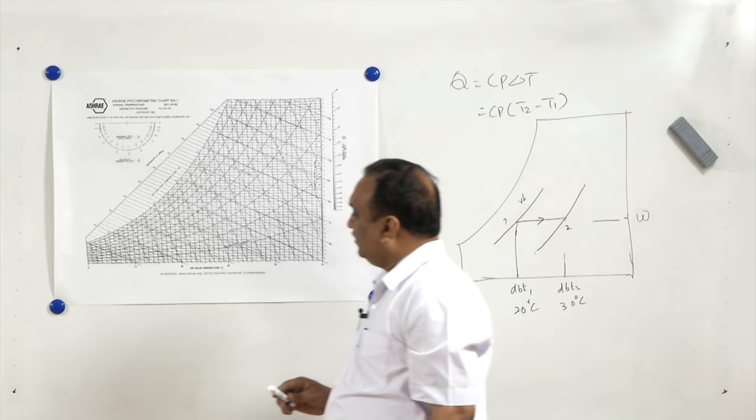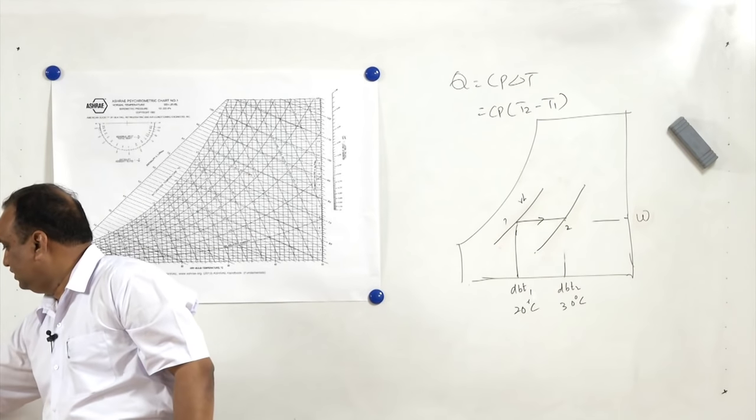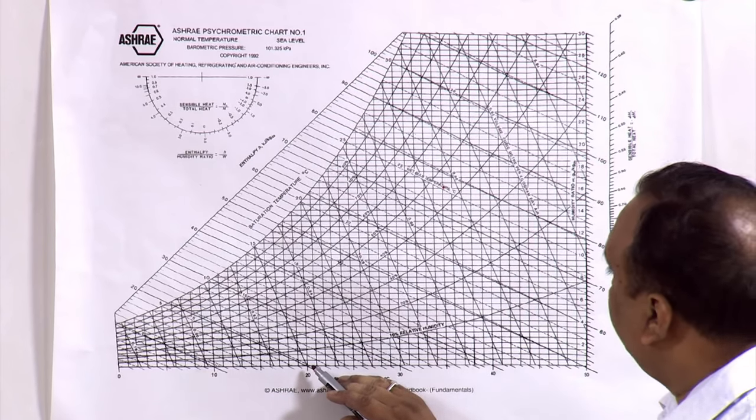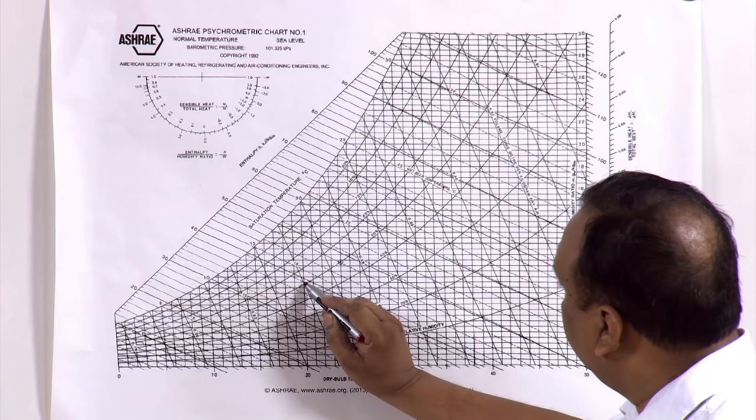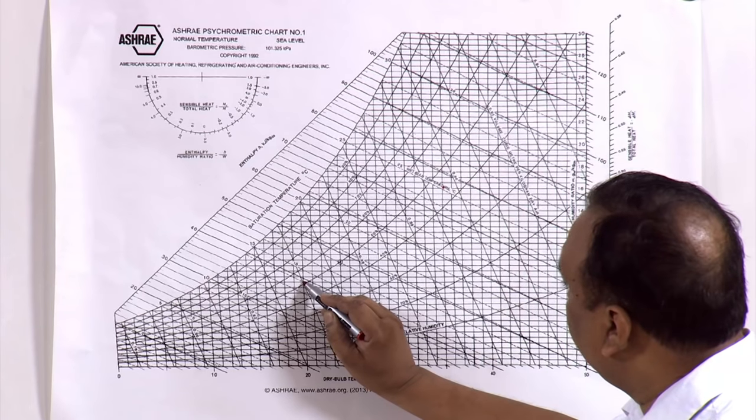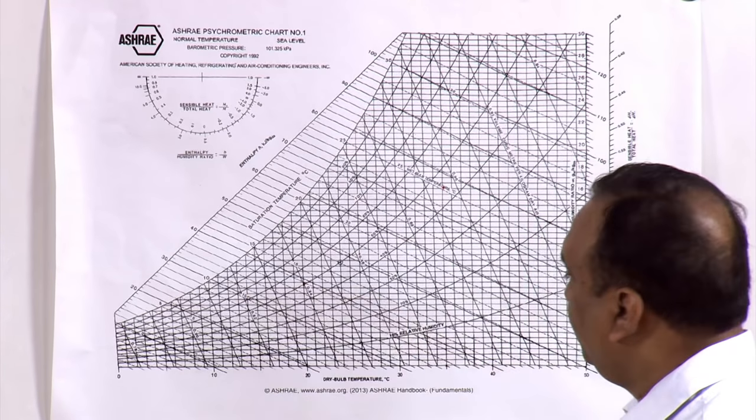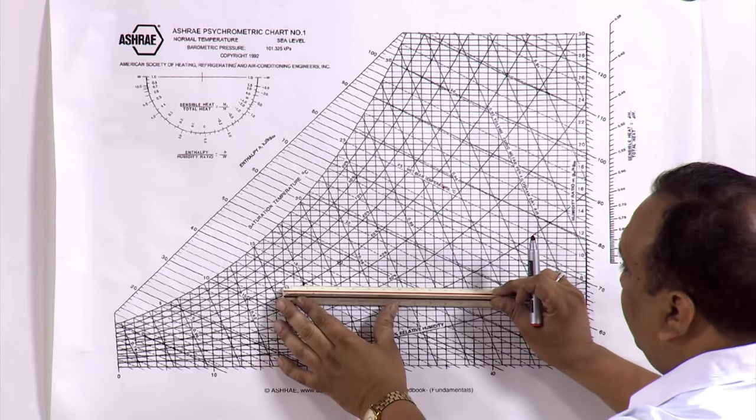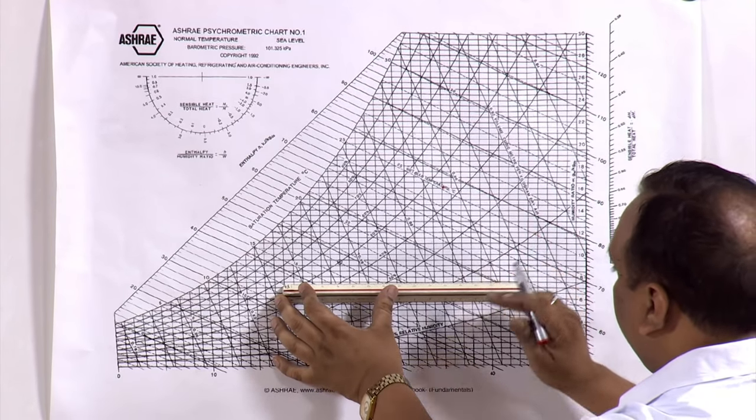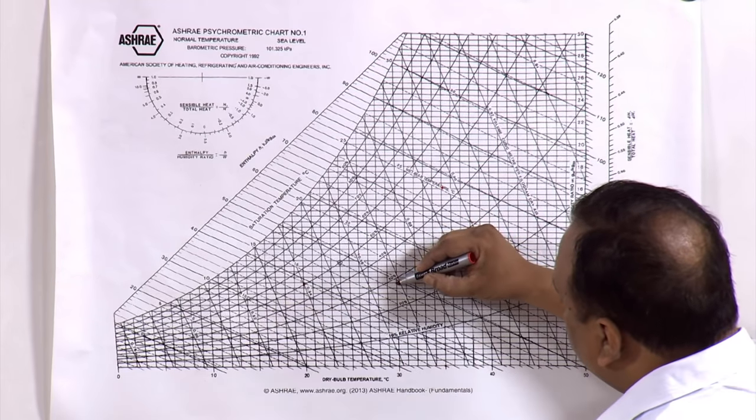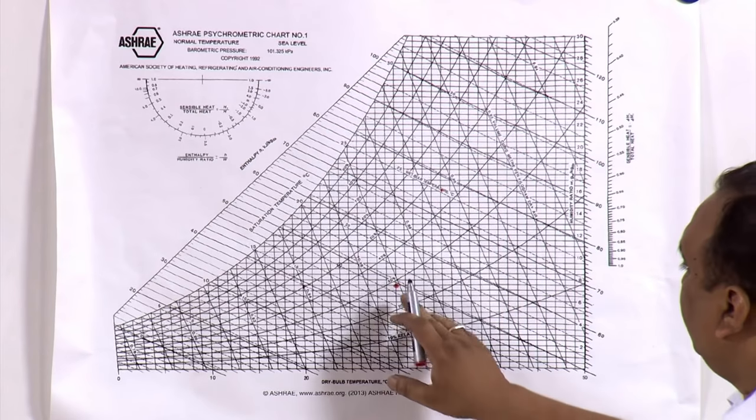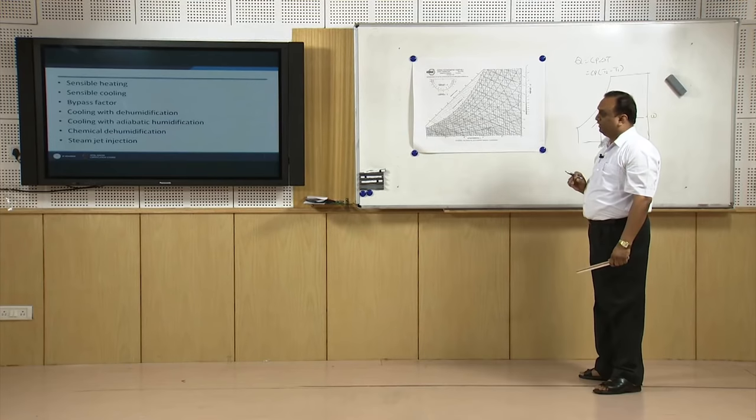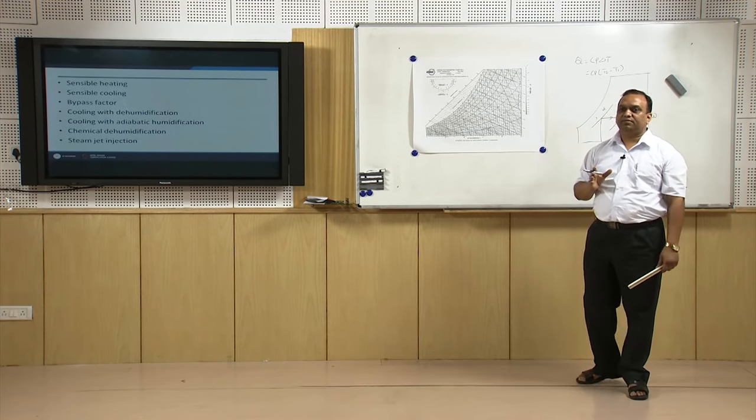Now, these processes I would like to depict on the psychrometric chart. At 20 degree centigrade, suppose the air is available at 50% relative humidity. So, we can place the location here, this is state 1, and then there is sensible heating. Sensible heating means the specific humidity or humidity ratio remains constant, and temperature is increased to 30 degree centigrade. When the temperature is increased to 30 degrees centigrade, the relative humidity has reduced from 50% to around 28%. Air has become dry. So, sensible heat makes the air dry.